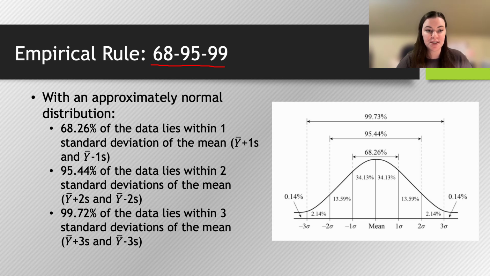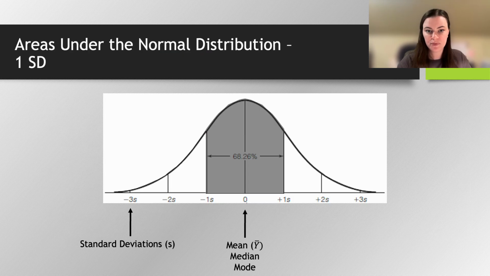And what it supposes is that with an approximately normal distribution, approximately 68% of data, so all of our observations, are going to lie within 1 standard deviation of the mean, which is what you see here. Approximately 2 standard deviations are going to contain 95% of our observations. And lastly, nearly all of our observations, or upwards of 99%, will fall within 3 standard deviations of the mean. Let's take another look at how we can visualize this.